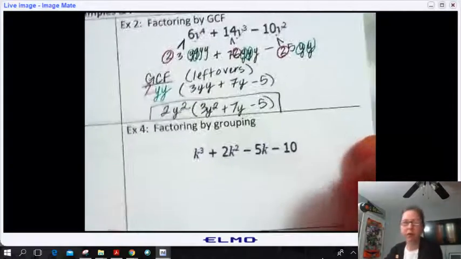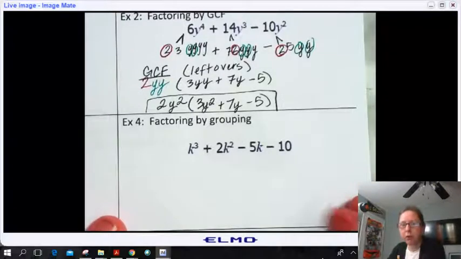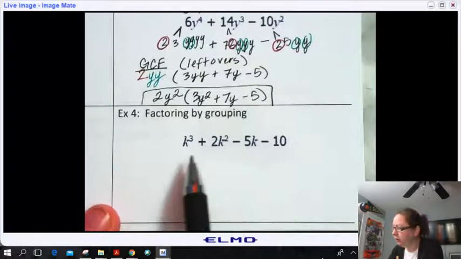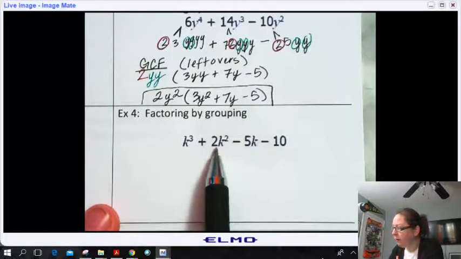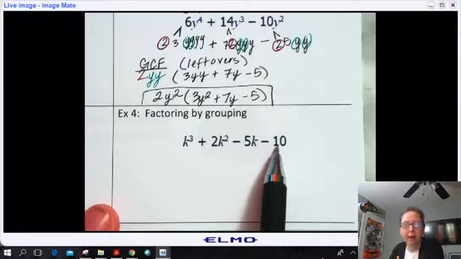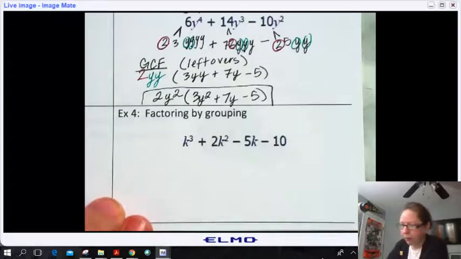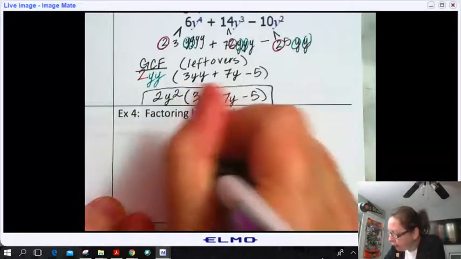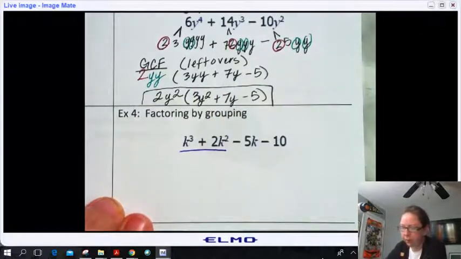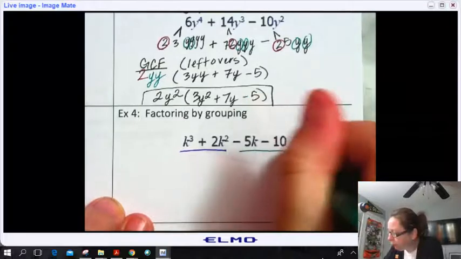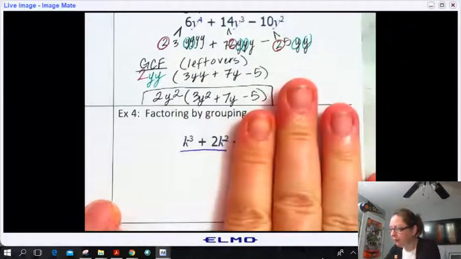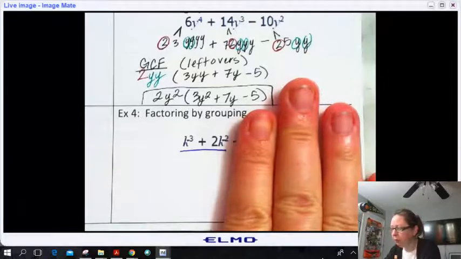All right, let's do an example of grouping before we start discussing our trinomials. So with grouping, if you notice by looking here that they do not all have terms or a GCF that I can take out of all 4 terms. So what I do is I break it down into the first 2 terms and the second 2 terms. And I treat this just like I did in example number 2. I'm just going to take out the GCF of these 2 terms.